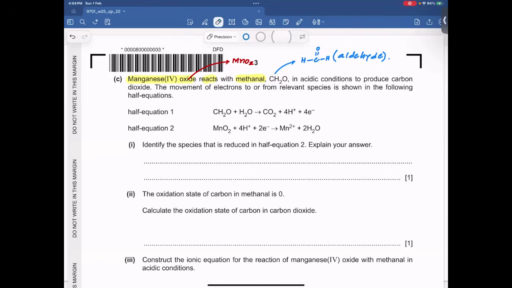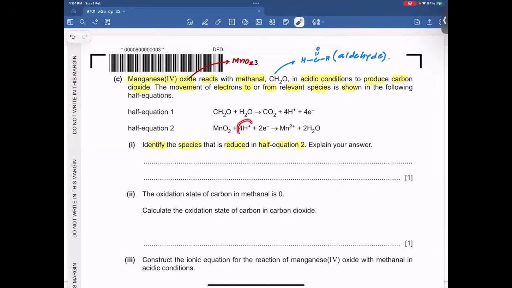In acidic condition, to produce carbon dioxide, the movement of electrons to or from relevant species is shown in the following half cell equations. This is going to be the oxidation process. This is going to be the reduction process. Identify the species that is reduced in half cell equation 2.